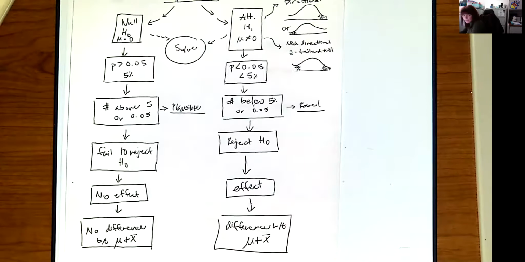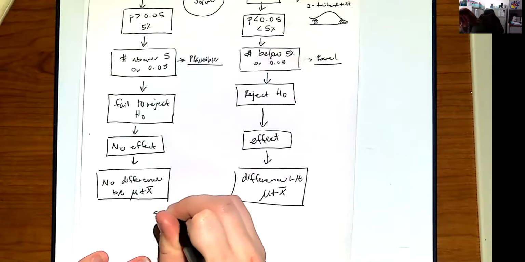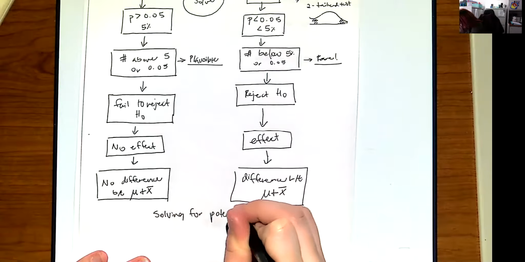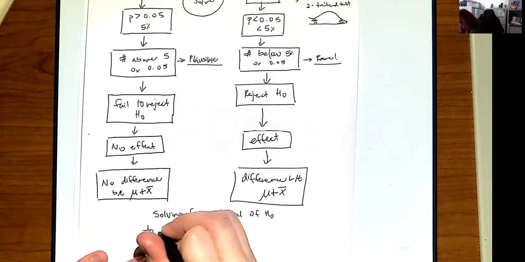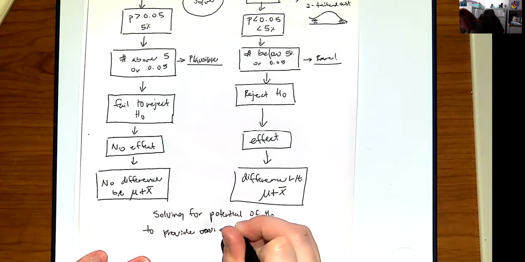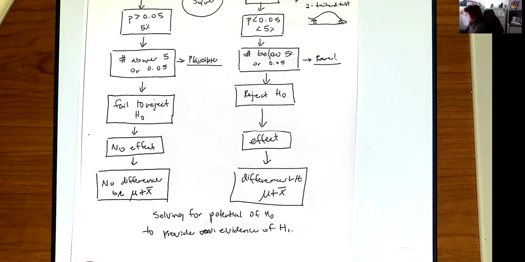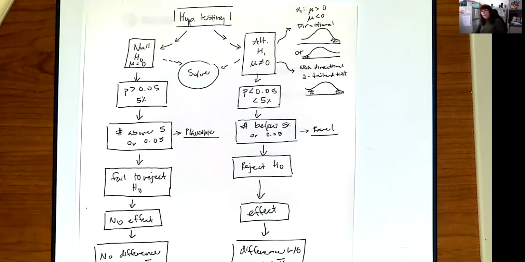And then I finally want to tell you that the whole purpose of doing this, or one of the tools, is that we are solving for the potential of the null to provide evidence, excuse me, evidence of H1. Please make sure that you go and draw this for yourself. This little diagram I've found to be helpful in my other courses that I've taught.